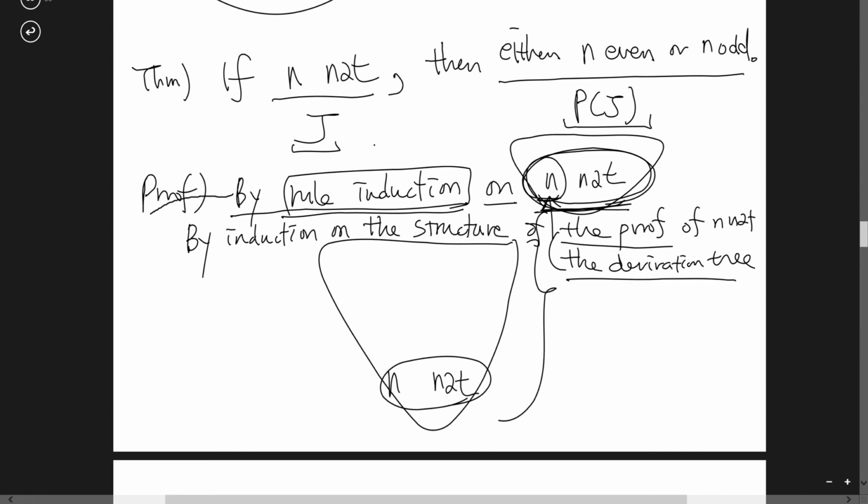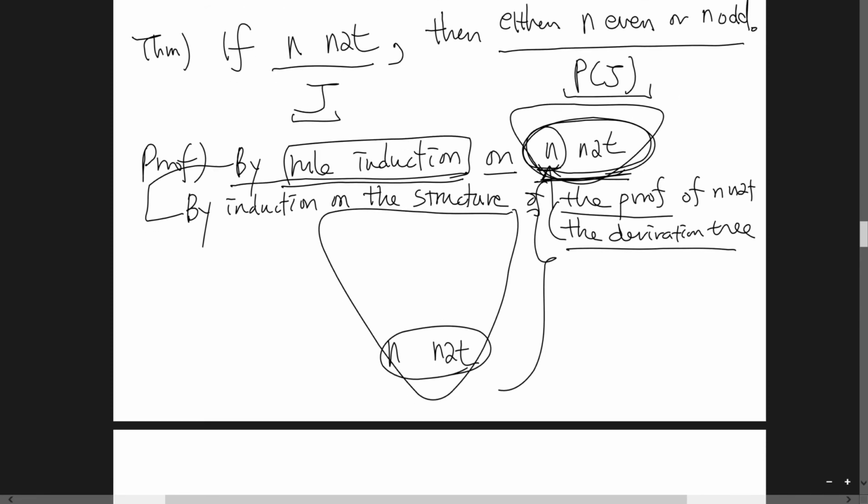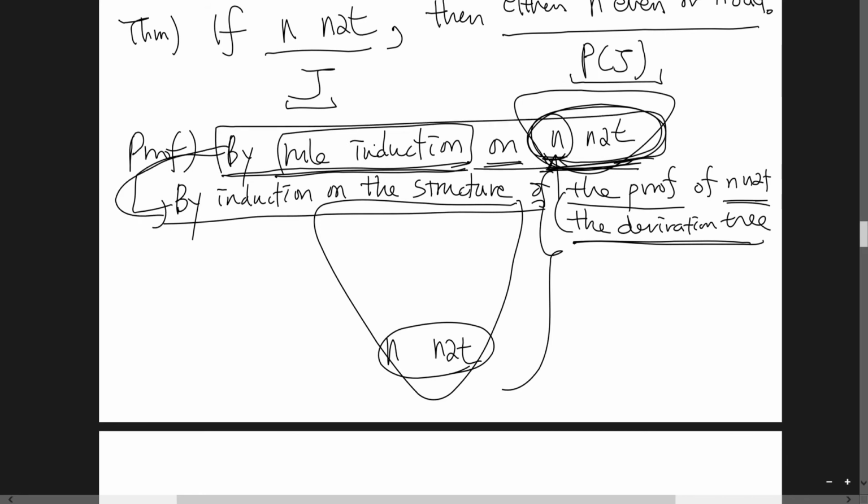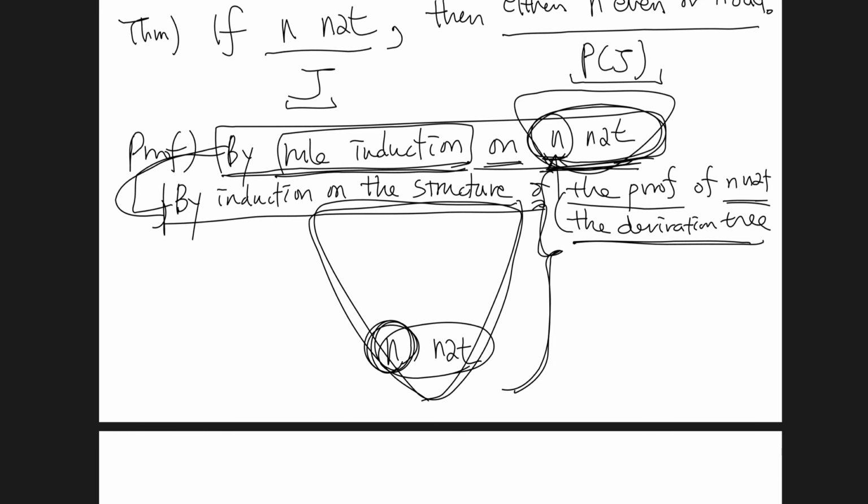So these two statements are equivalent. You could either say by rule induction on the judgment n nat, which is tantamount to saying by induction on the structure of the derivation tree of n nat. So this statement is just a shorthand for this one, and the idea is the same. Basically, you want to analyze the structure of this derivation tree, not the structure of this syntactic object n. If you analyze the syntactic object n, the whole proof reverts to applying structural induction, not the rule induction.